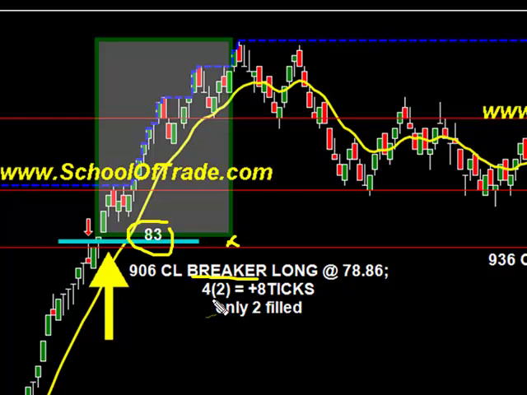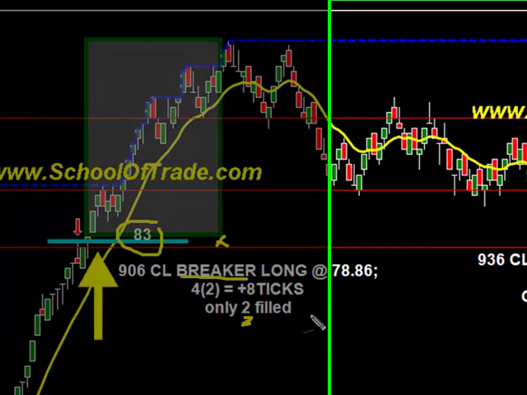Now this was kind of an unfortunate move here. We only got filled on 2 of my contracts because we usually try to take a 4-contract trade. Kind of jumped my order a little bit there. Didn't get much of a fill. Only got half my order filled there and took the first target, but of course that flattened me out there for 8 ticks on the first winner. Now, of course, we move over, guys.